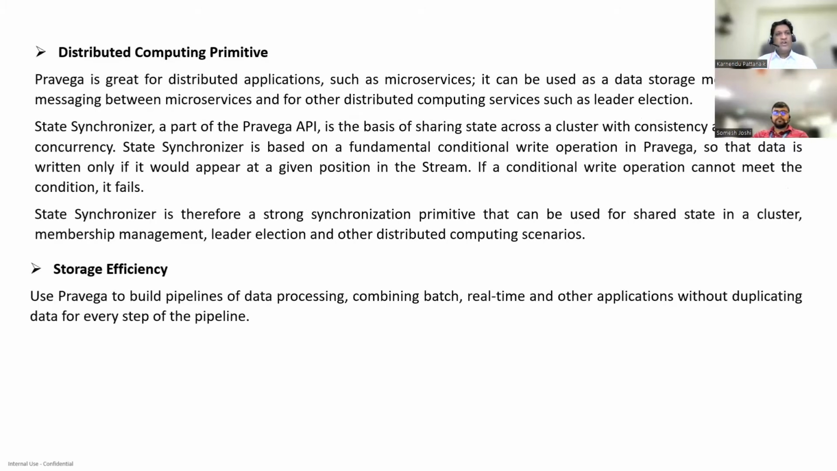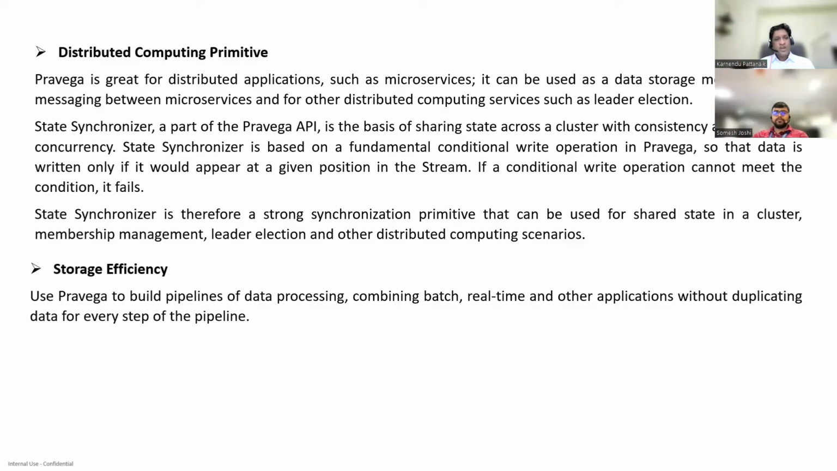The other one is the distributed computing primitive. Pravega is great for distributed applications, such as microservices. The reason is that the state synchronizer is a part of the Pravega API itself, which makes it very easy for microservices to be used in that environment.